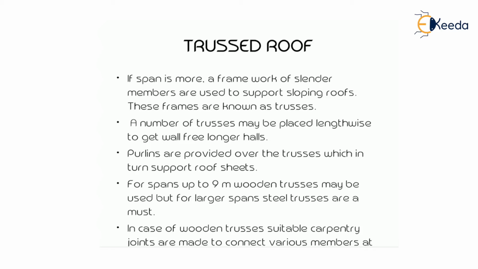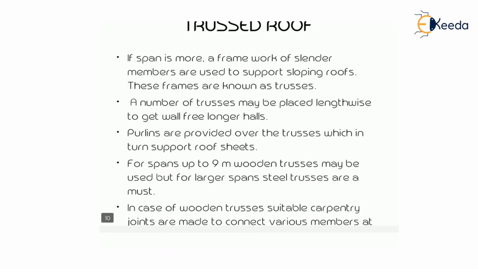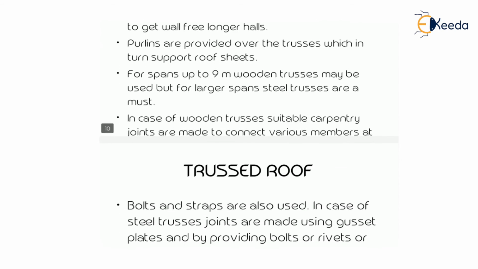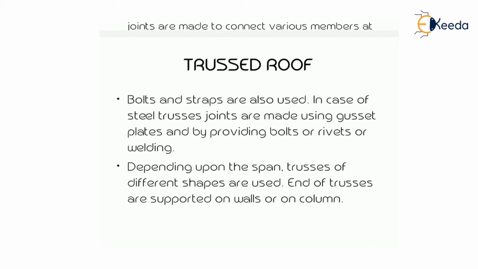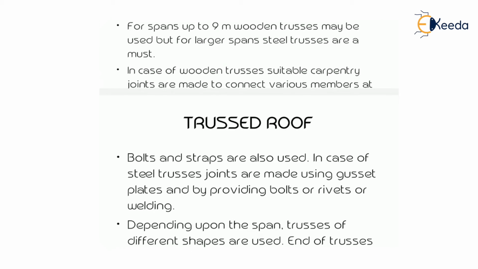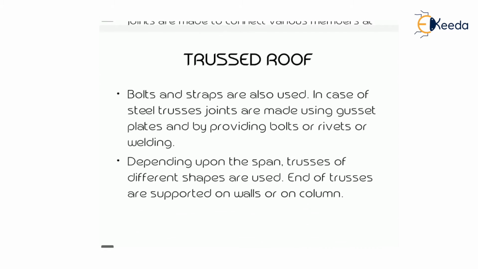For a span up to 9 meter, wooden truss may be used, but for a longer span, steel trusses are a must. In the case of wooden trusses, suitable carpentry joints are made to connect the various members. This is what is meant by truss. Bolts, this we see in a wooden truss, and now we can see the steel truss. In steel trusses, bolts and shafts are also used; joints are made using a gusset plate and by providing bolts, rivets or welding.